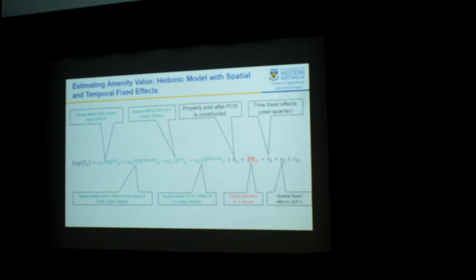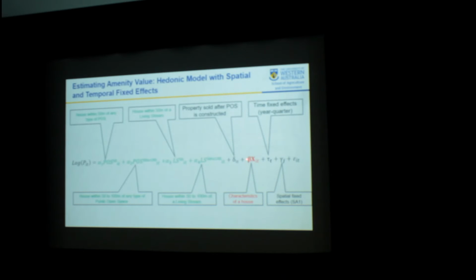Another interesting variable. We looked at the map and when POS or living stream was constructed, and we recorded the date. We have the date of sale, and we record whether it's a sale after or before construction of the living stream. And we know that when they sell, there is a plan. People know whether it's sold next to a future public open space or not.